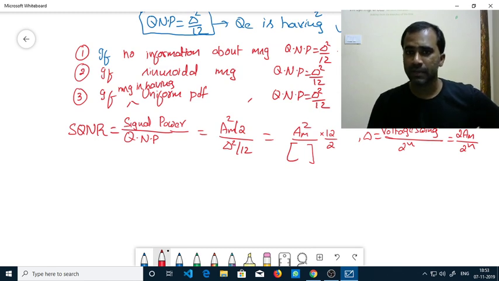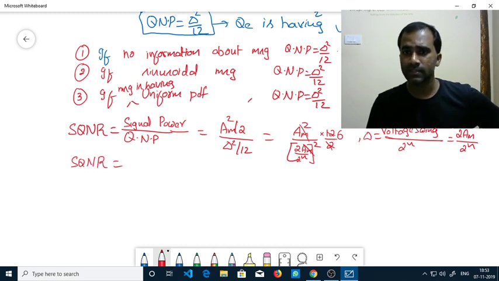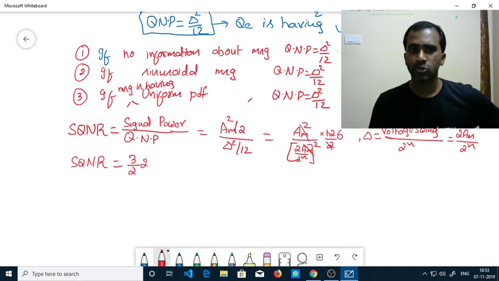So let me substitute in place of delta, 2 AM divided by 2 to the power of n, whole square. AM square cancelled. So finally SQNR is equal to, in the numerator it is 6 and in the denominator it is 4. 2 cancelled, it becomes 3 by 2. Now what is left is 3 by 2, and this 2 power n whole square is 2 power 2n, in the numerator. It becomes 2 to the power of 2n. So finally this formula is 3 by 2 times 4 to the power of n.